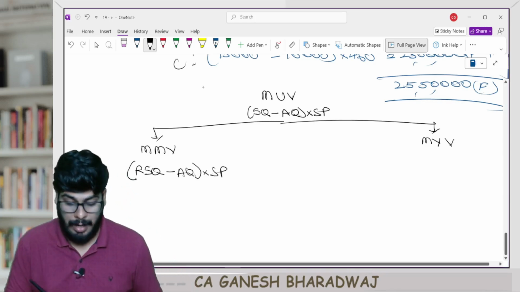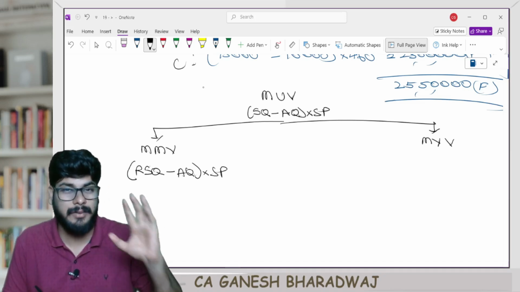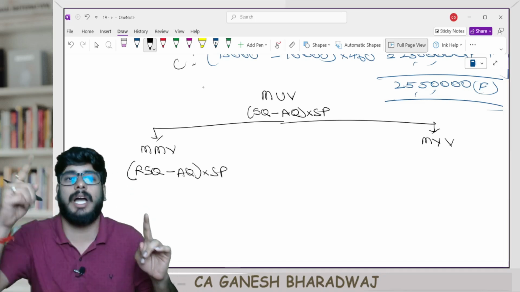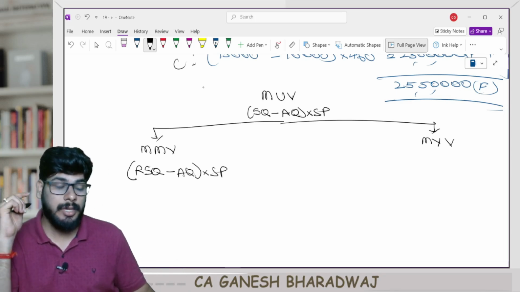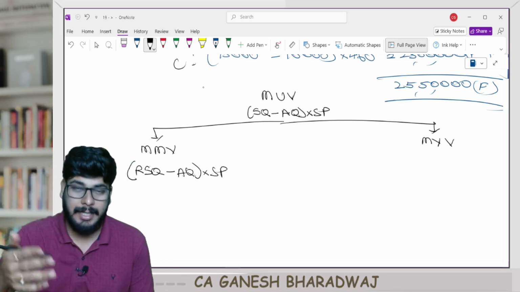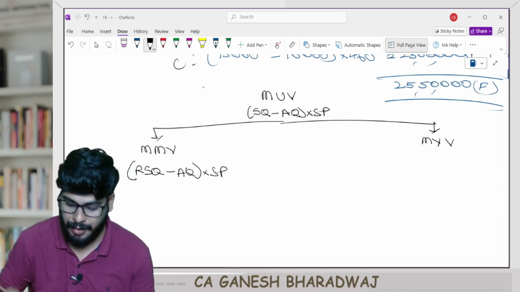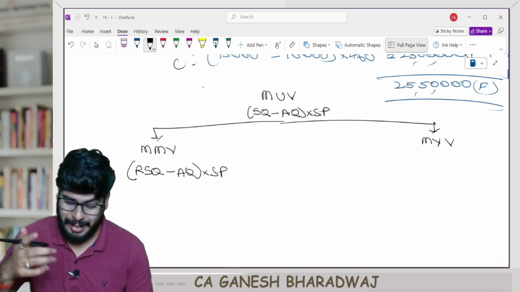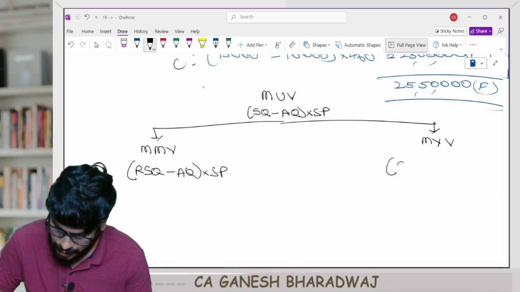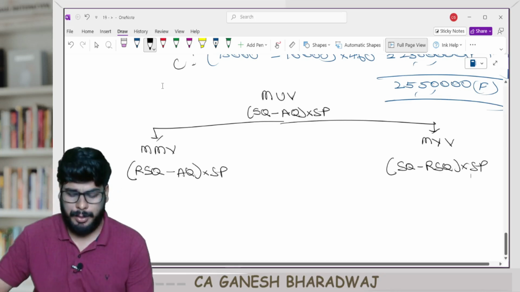Ideally, in the classroom, I told you this is not the standard quantity, the revised standard quantity. The right way of calling it is revised actual quantity, because what are we doing? We are revising the actual quantity for the standard mix. Hence, it should be called revised actual quantity, because actual quantity is only getting revised here. So the yield variance is ideally the balancing figure. What is it? Standard quantity minus revised standard quantity into standard price. Are you clear with this?